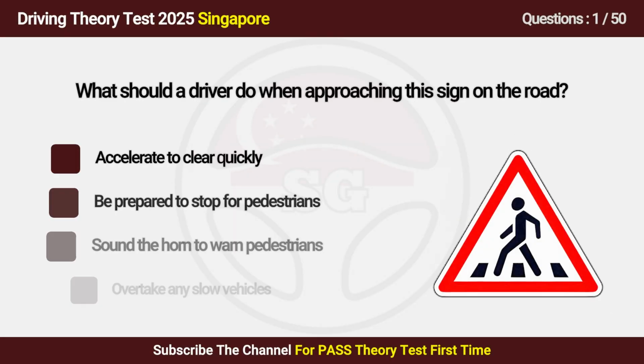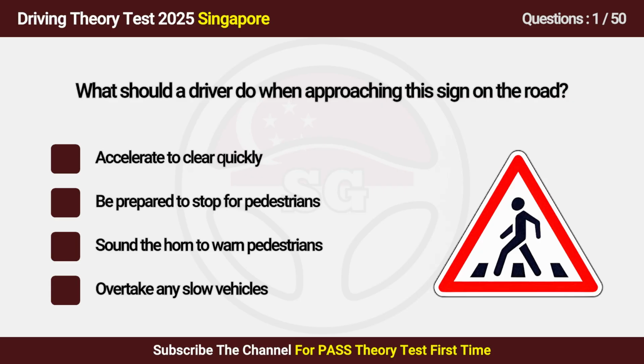Question 1. What should a driver do when approaching this sign on the road? A. Accelerate to clear quickly. B. Be prepared to stop for pedestrians. C. Sound the horn to warn pedestrians. D. Overtake any slow vehicles.